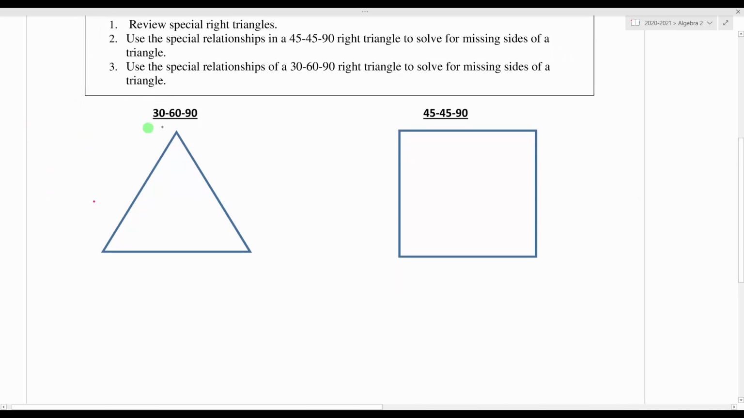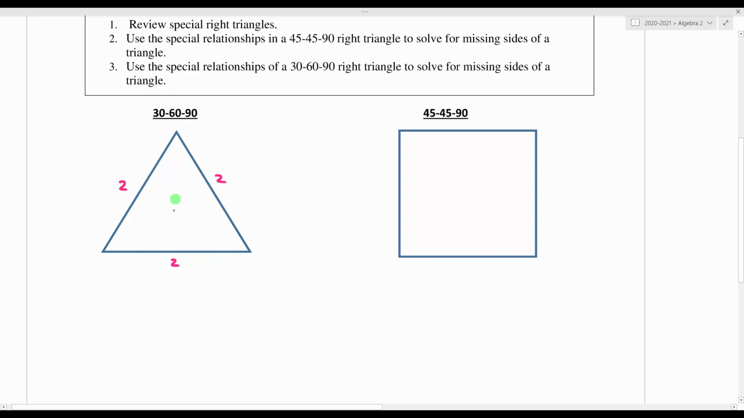All right. So the 30, 60, 90 right triangle comes from an equilateral triangle. So this is equilateral, and let's pretend that this triangle has side lengths of 2. We're just going to say that all the sides here have a side length of 2, and that's what makes it equilateral. An equilateral triangle has all sides that are the same length.